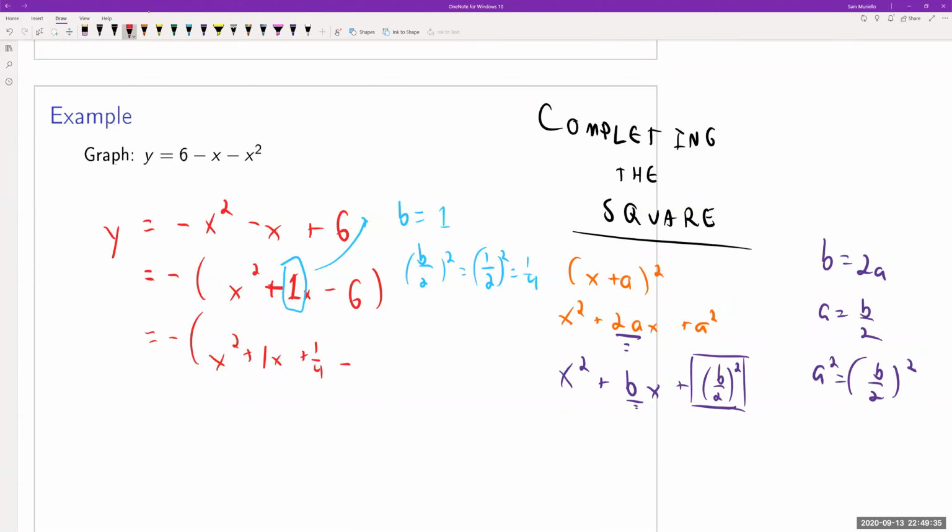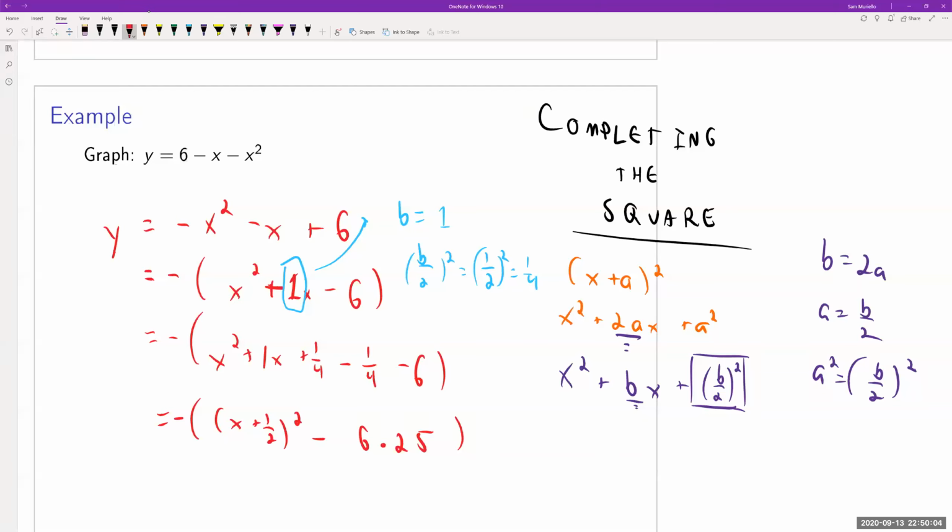Now, if I'm going to add a quarter, I need to also subtract a quarter, and the minus 6 will still remain. What that leaves me with is a negative x plus 1/2 squared minus, looks like what I'm left with is 6.25. I could also write this as an improper fraction of 25 over 4. That would be fine as well.